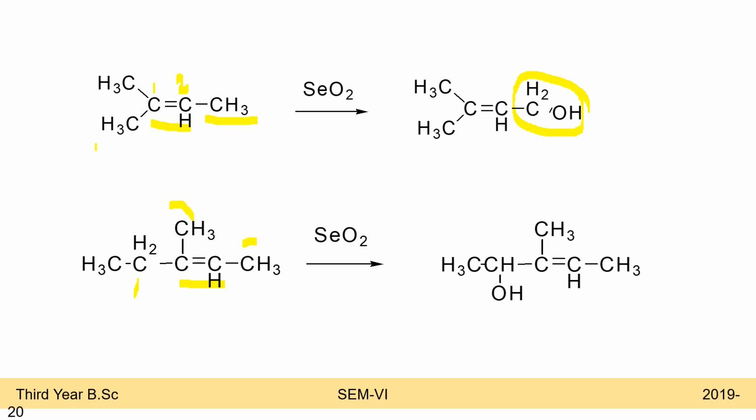So the oxidation can occur at this group, at this group, or at this group, but the product shows that this group will be oxidized easily, because if you look at this side, this olefinic carbon is substituted by only one methyl group, while this olefinic carbon is substituted by two methyl groups. So this methyl group is oxidized into the corresponding alcohol group.